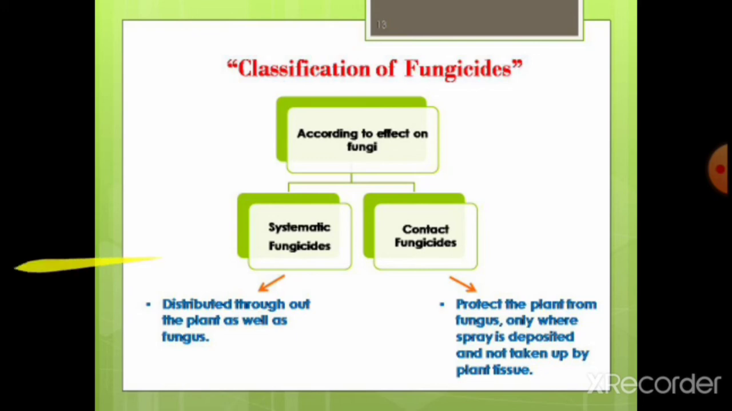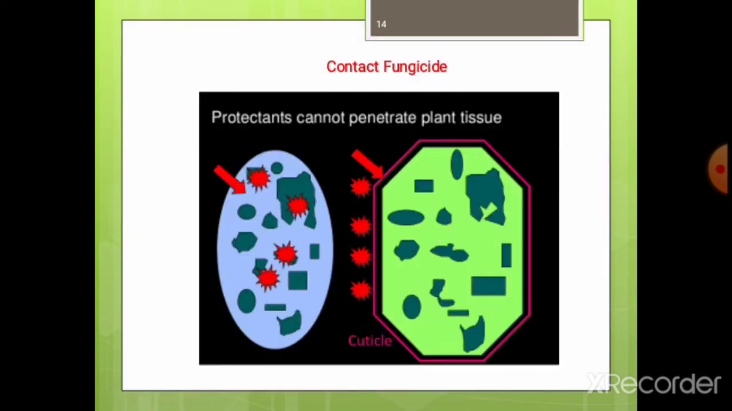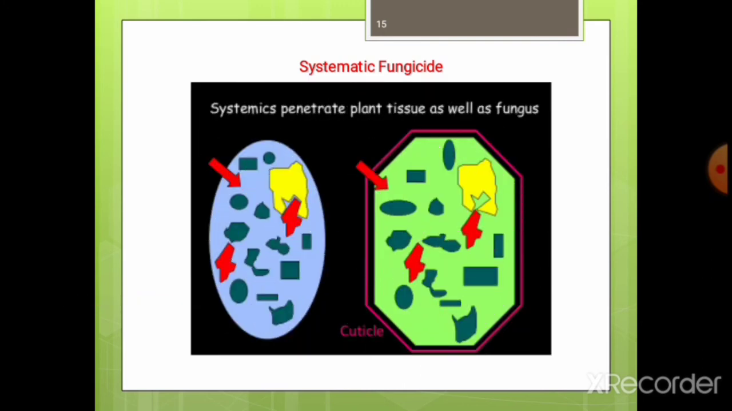This is a very simple diagram from which you can easily see this contact fungicide, that is protectant fungicide. It only penetrates the fungus tissue but is not involved in the plant tissue, that is, it penetrates the fungus and not the plant tissue. And the systematic fungicide penetrates the plant tissue as well as the fungus cell.